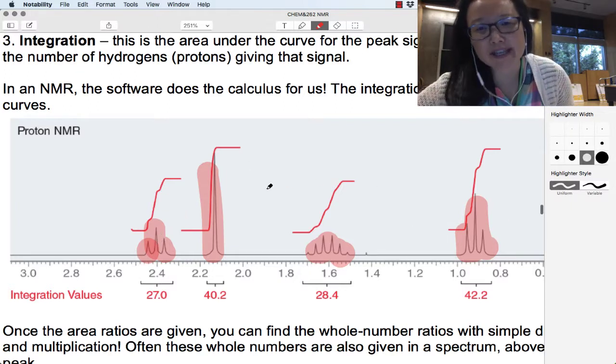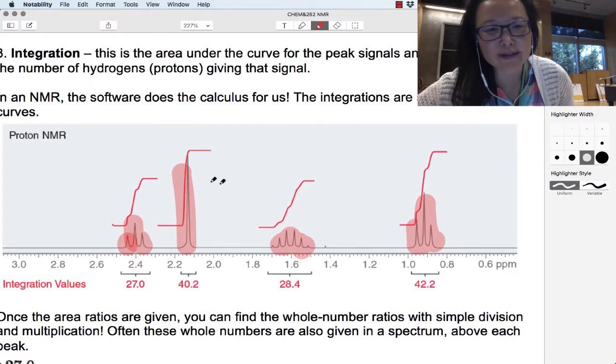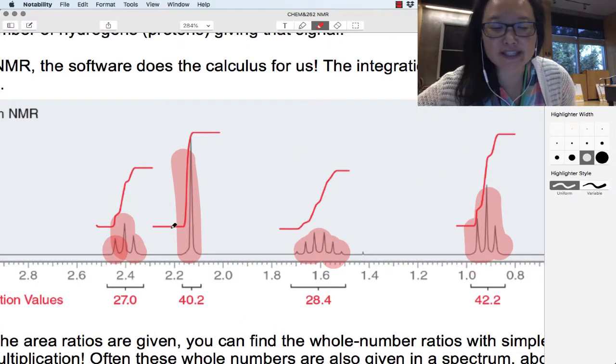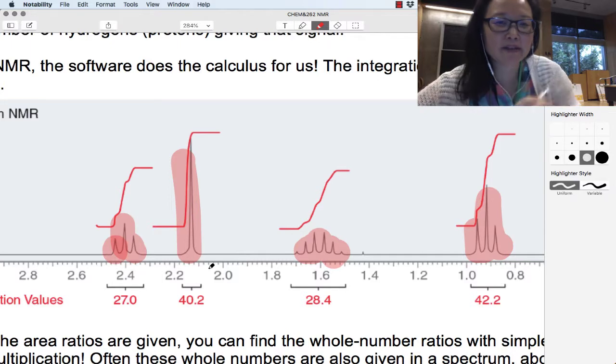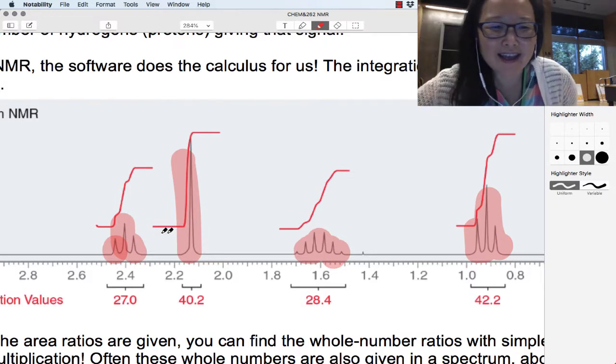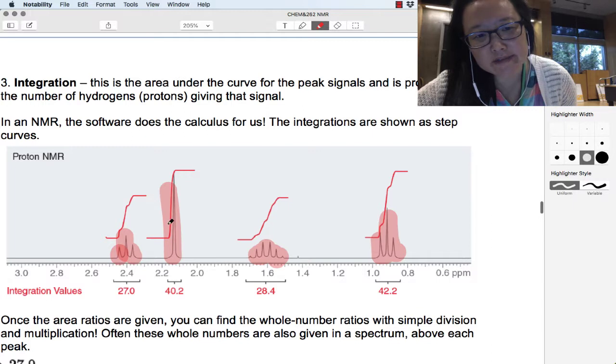So integration is the area under a curve. The computer will calculate these for you usually. Otherwise, you can use other methods we've learned before, like for GC, we learned how to use the triangulation method or how to cut out the peaks and weigh them to get the approximate ratios. So here, the computer will give you these integration curves.